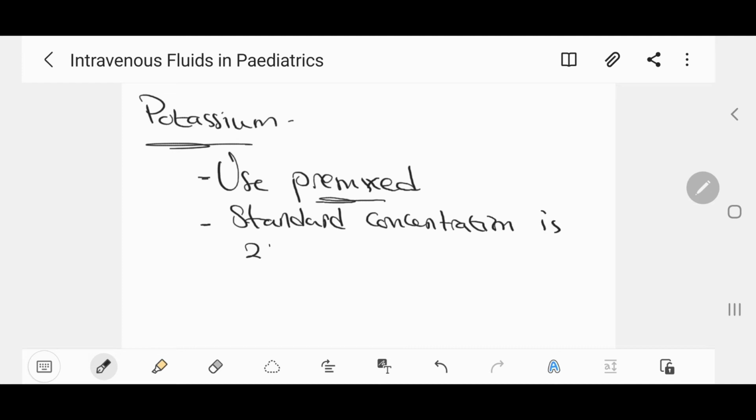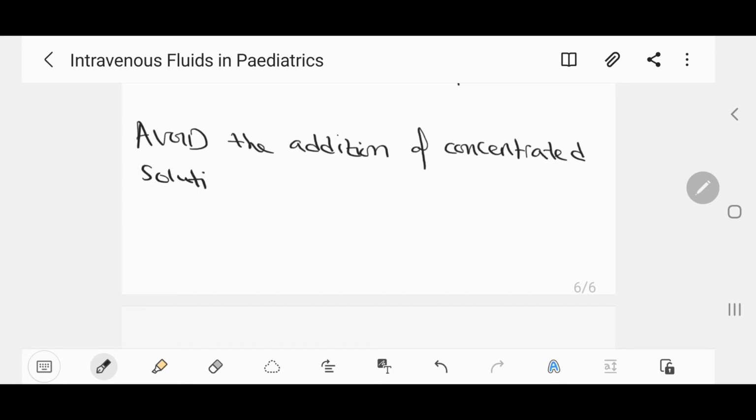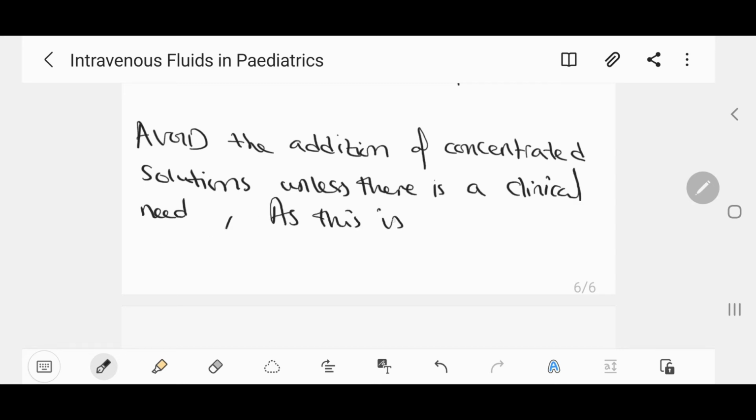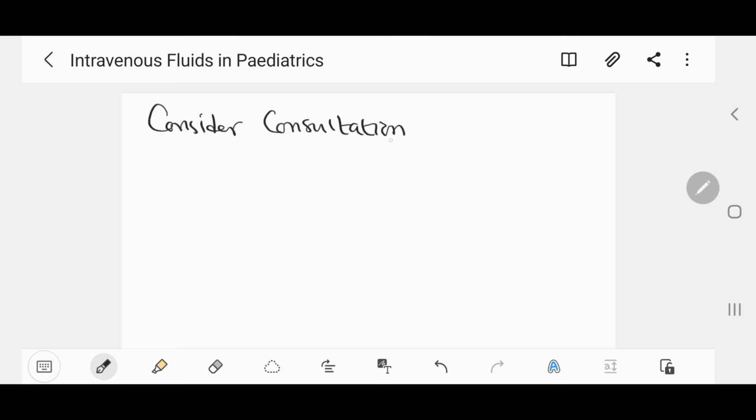IV fluid solutions. So the standard concentration would be 20 millimole per liter of KCl in a liter of IV fluid. So it's best to avoid the addition of concentrated solutions such as potassium chloride, because it is a safety risk, but it could be done in certain clinical conditions by consultation with seniors or specialists. Now, when do we consider consultation?